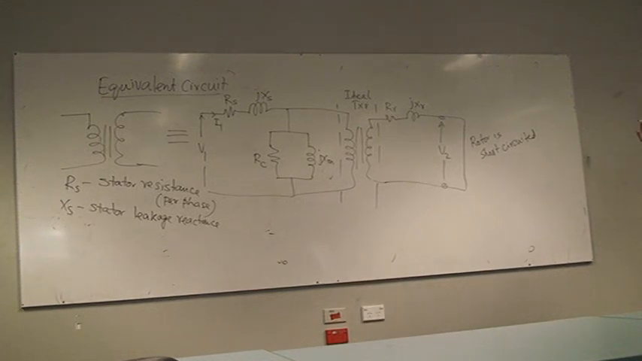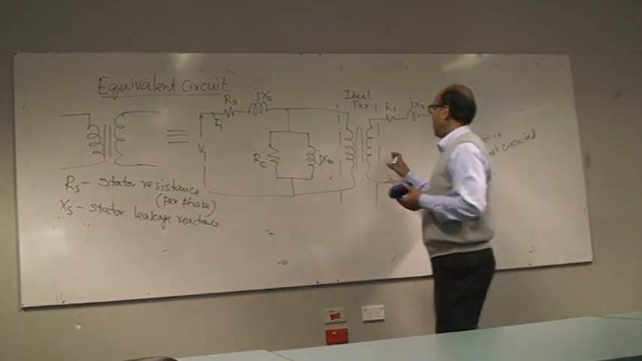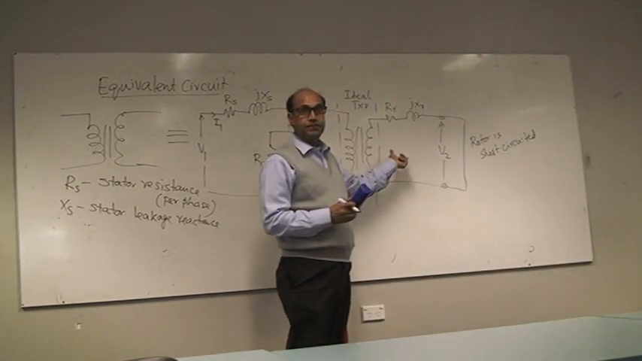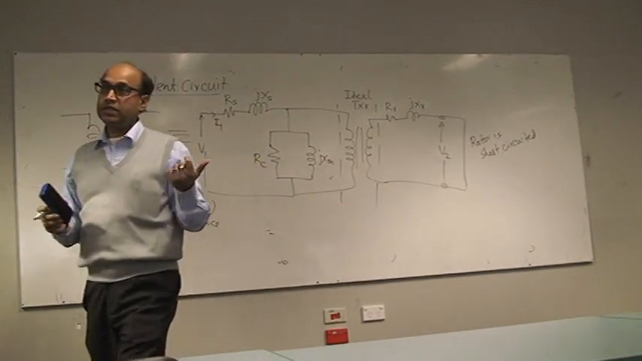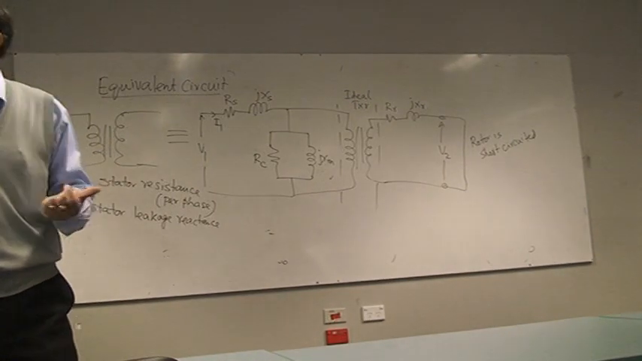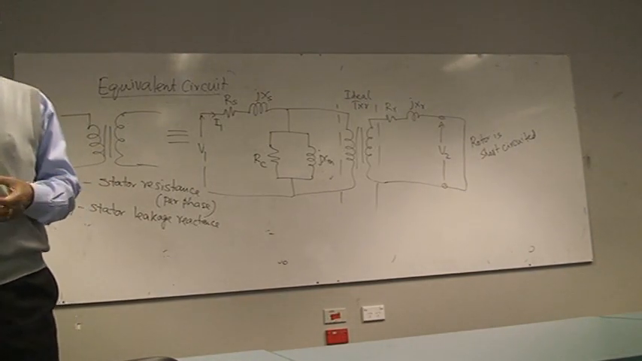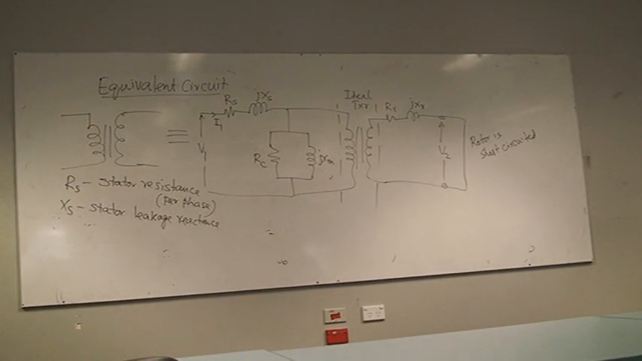Now the rotor is not running. So what is the frequency for the rotor circuit? If the rotor is not running, the frequency of the rotor circuit is the same as the stator frequency, isn't it? So it's just like a transformer, the only exception being more air gap.